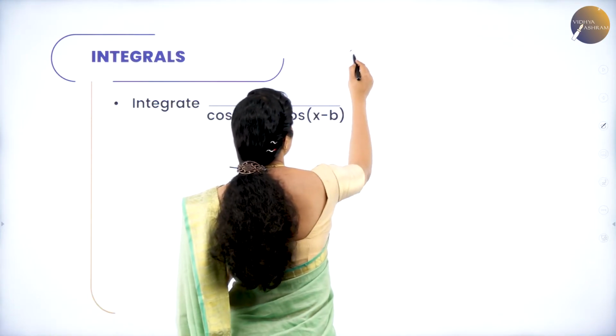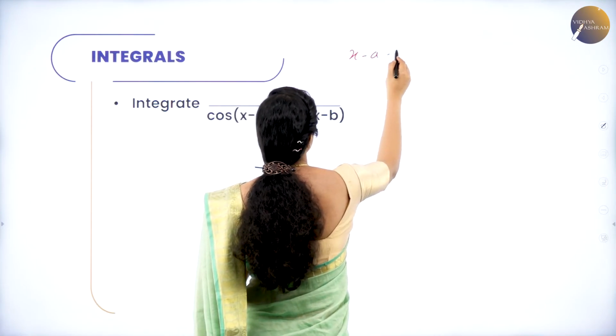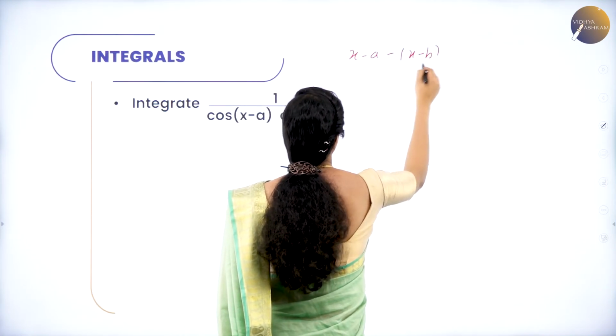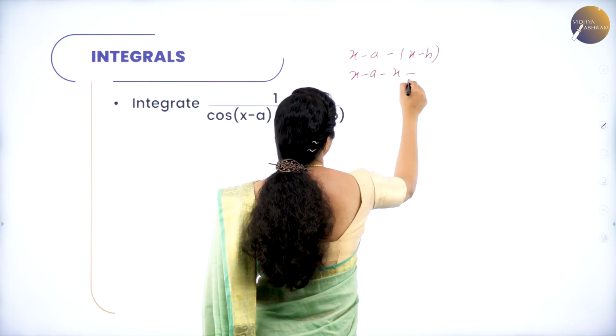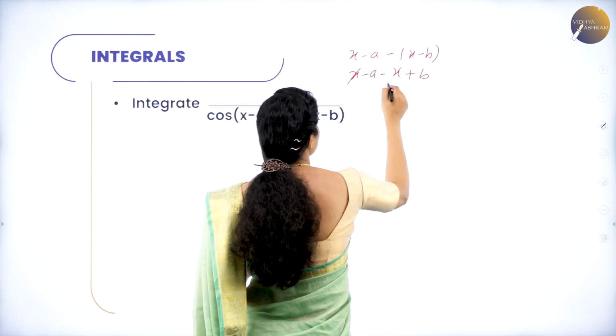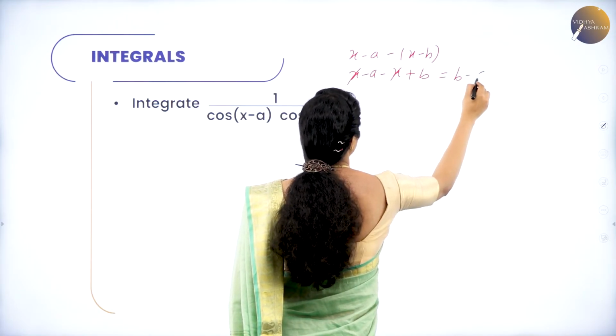What happens? x minus a minus of x minus b. What happens to this? x minus a minus x plus b. So therefore, plus x minus x will get cancelled. Remaining is b minus a.